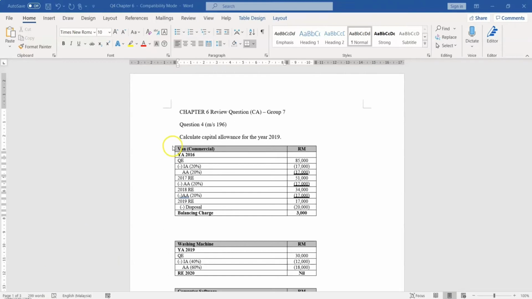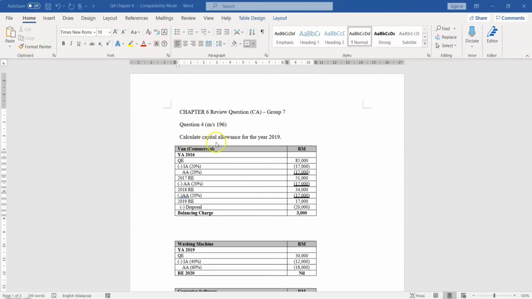I would like to represent Group 7 to present the Chapter 6 review question on capital allowance. We will present question 4. You all can go to page 196 in the textbook.